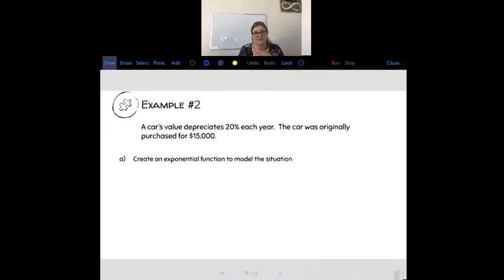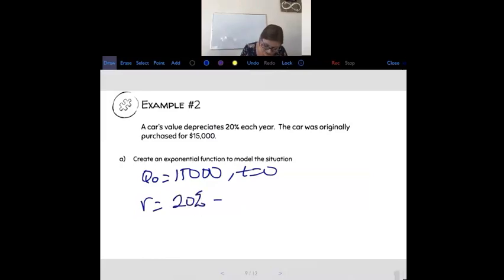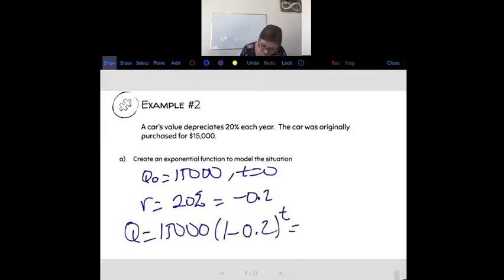This may sound familiar. When we first started talking about exponential growth and decay, I used this example and we calculated it by hand each time, but now you have the opportunity to see it as a function. I would encourage you to go back to that example if you'd like to see the connection between writing out what happens each year when it depreciates versus using the function. Our starting value is 15,000, and that's going to correspond to when you first bought the car, or t equals 0. Our rate in this case is 20% decrease, so it's going to be negative 0.2. So here we have Q is equal to 15,000 times 1 minus 0.2 raised to the t power. So this is 15,000 times 0.8 raised to the t power.